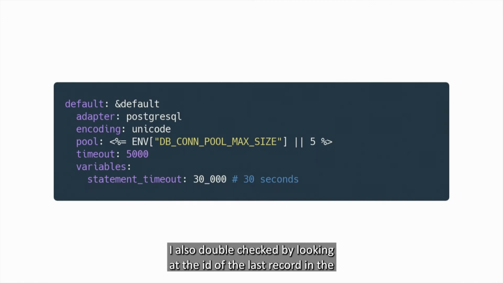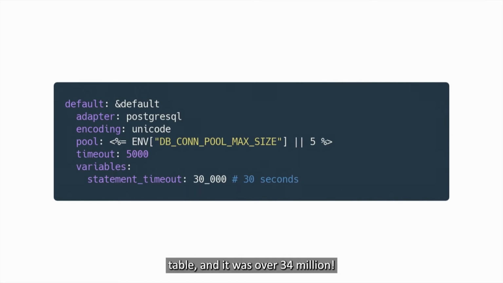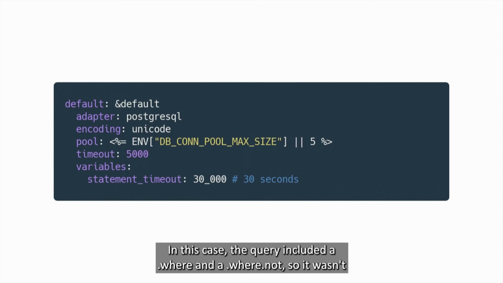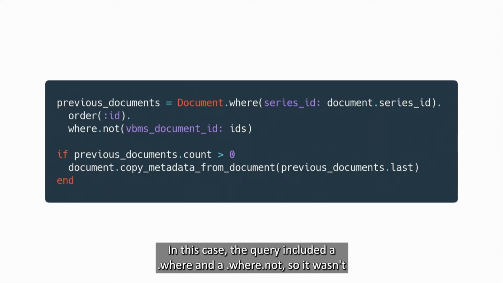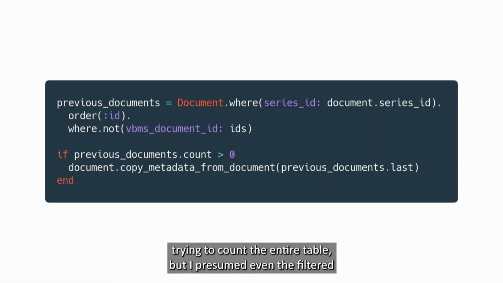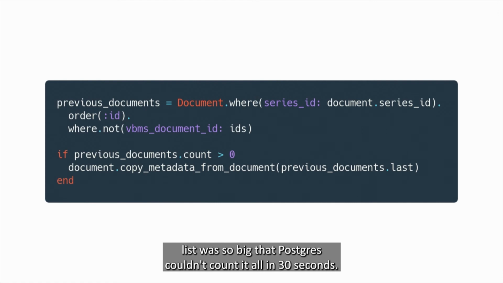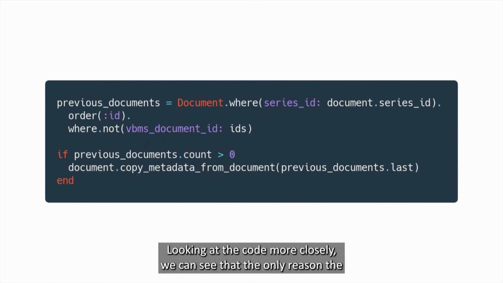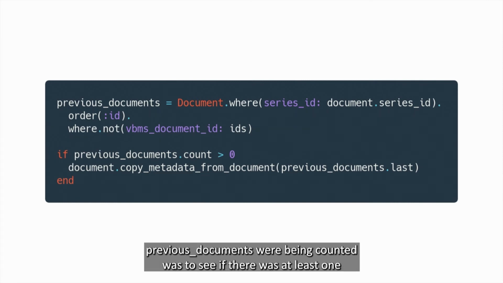I also double-checked by looking at the ID of the last record in the table, and it was over 34 million. In this case, the query included a .where and a .where.not, so it wasn't trying to count the entire table, but I presumed that even the filtered list was so big that Postgres couldn't count it all in 30 seconds.